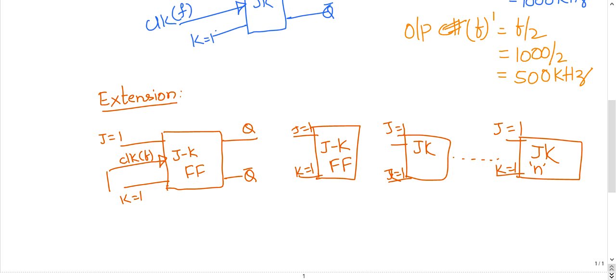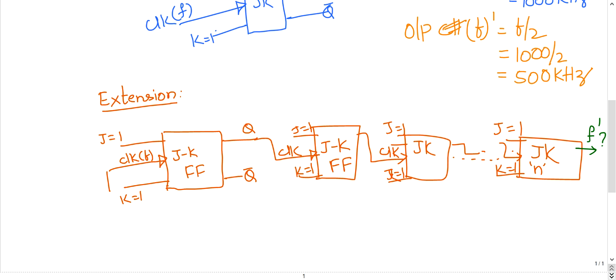So this output will drive the other flip-flop as clock. This output will drive the next stage as clock, like that. So when n JK flip-flops are cascaded in this manner, then the output frequency is how much? Such kinds of questions are quite common. What is the frequency here?